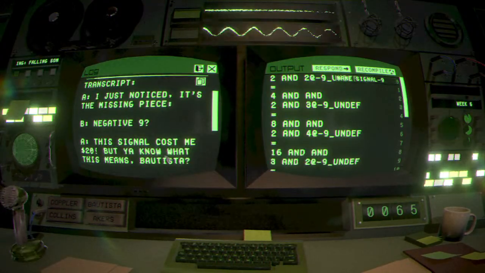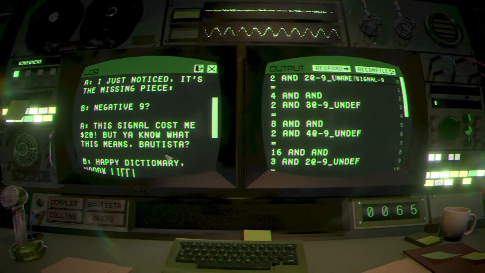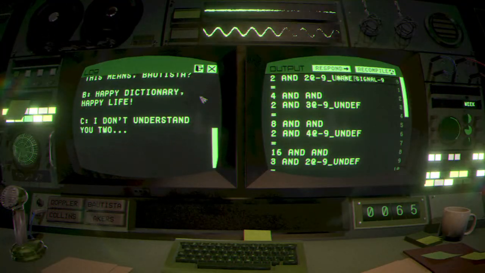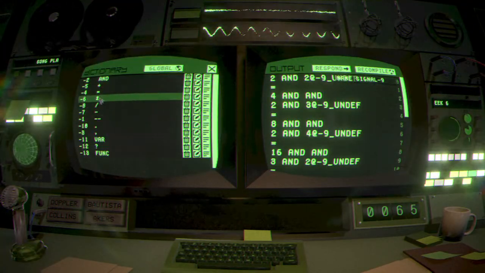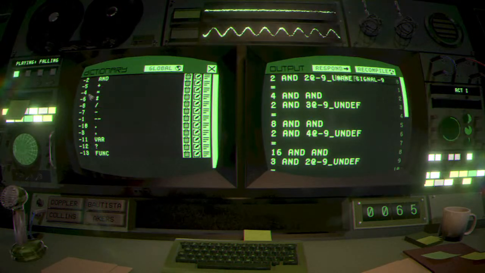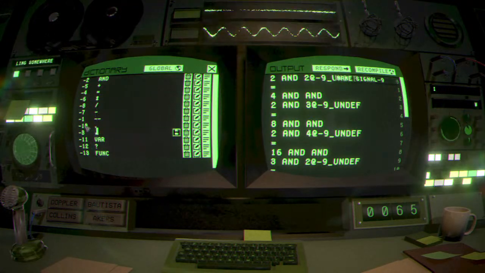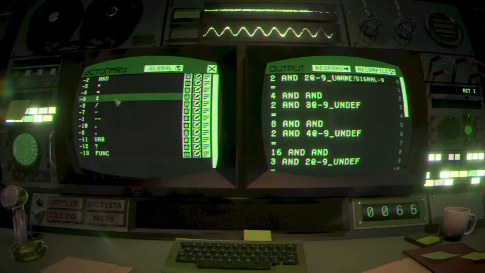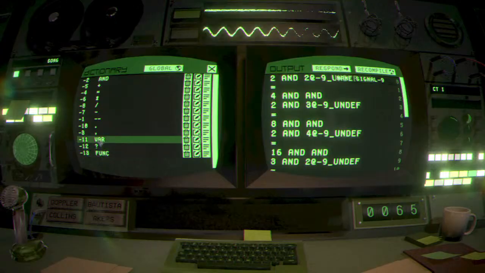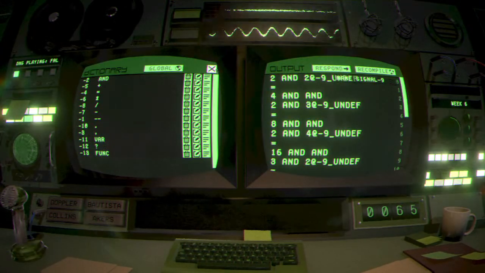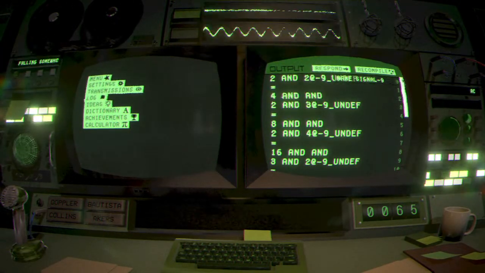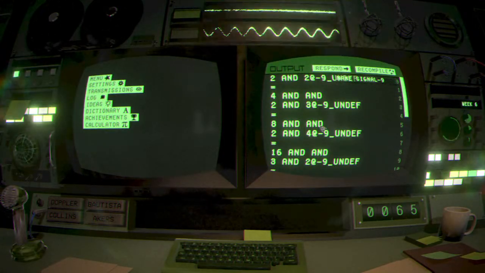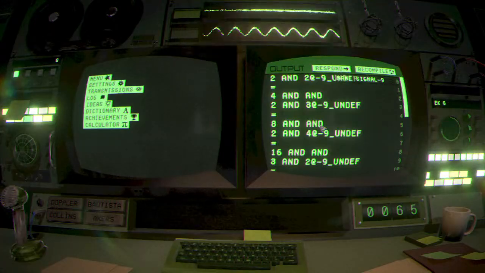I just noticed it's the missing piece. -9? This signal cost me $20, but you know what this means, Batista. Happy dictionary, happy life. I don't understand you two. I mean, it's weird. It's not in order, so how is the dictionary even happy? I don't get their obsession with it. I mean, it's skipping a number, so I guess that's just the thing that's bothering them.